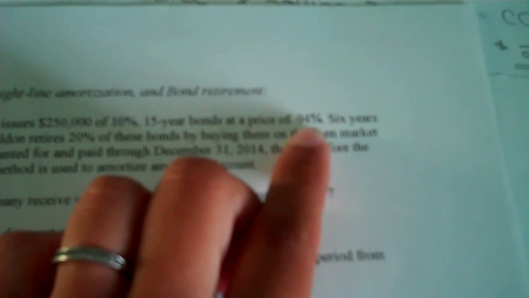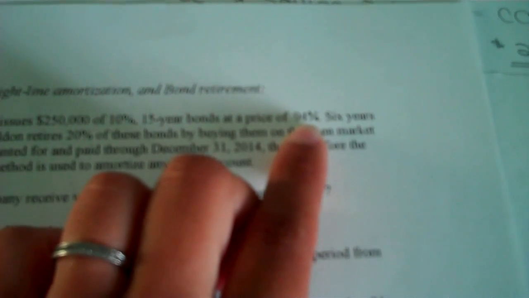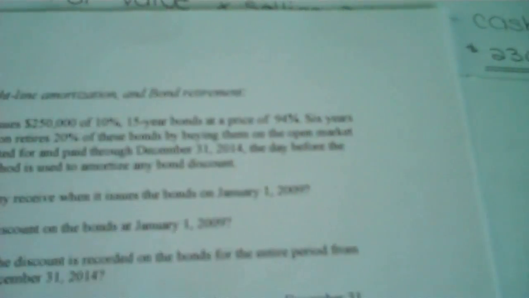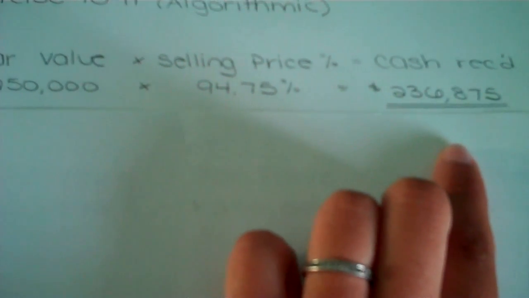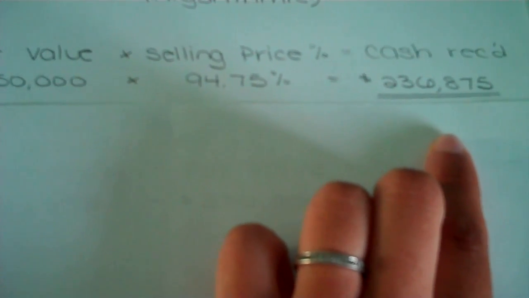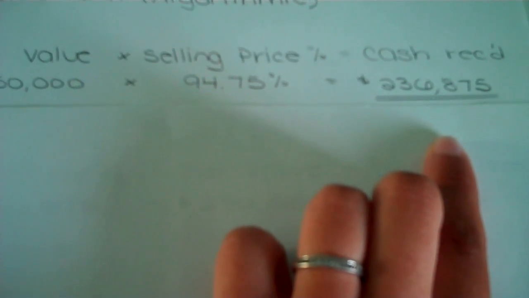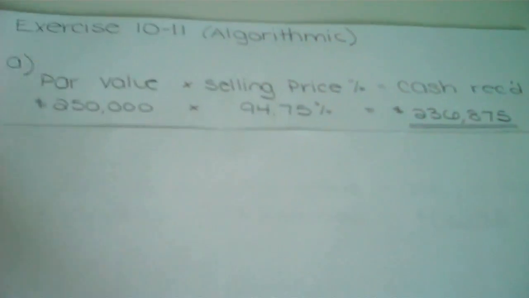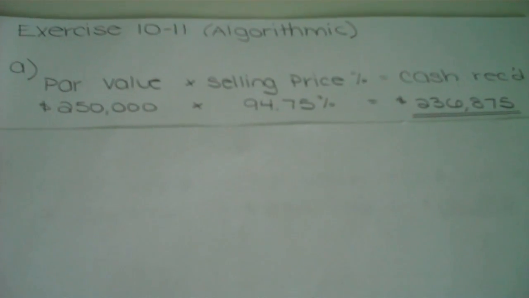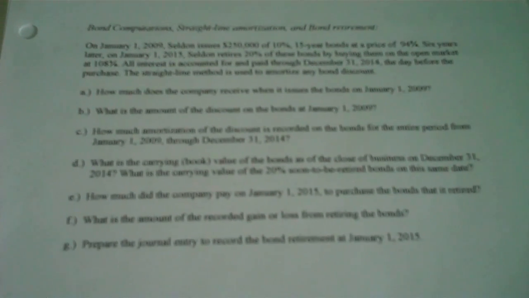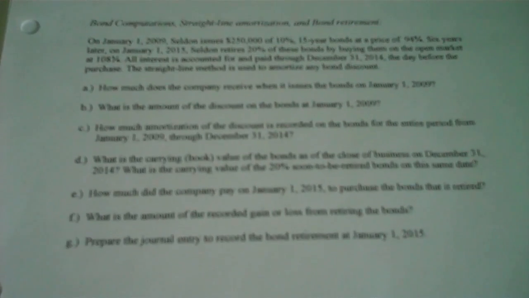So to get 94.75%, you just take 3 and divide it by 4. Multiply that by the par value and you get cash received equal to $236,875. So that is Part A of exercise 10-11, the algorithmic version. I will now continue on to Part B of the problem.